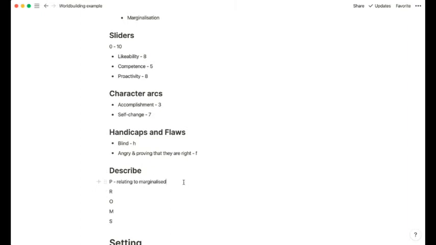So, for example, let's say this character was present at the dawn of a century. And let's say that I'm writing for fantasy. Being present at the dawn of the century could be a massive cultural thing, and therefore it's very important.